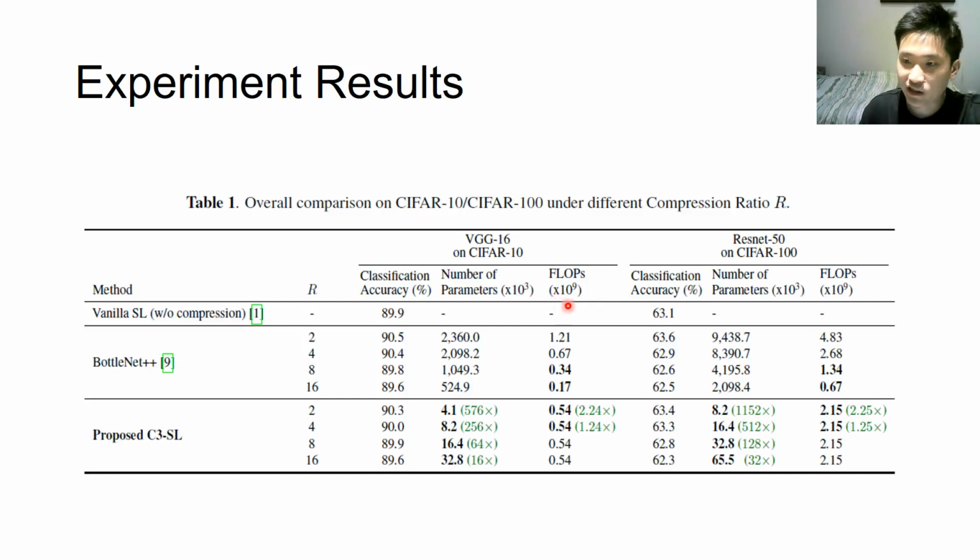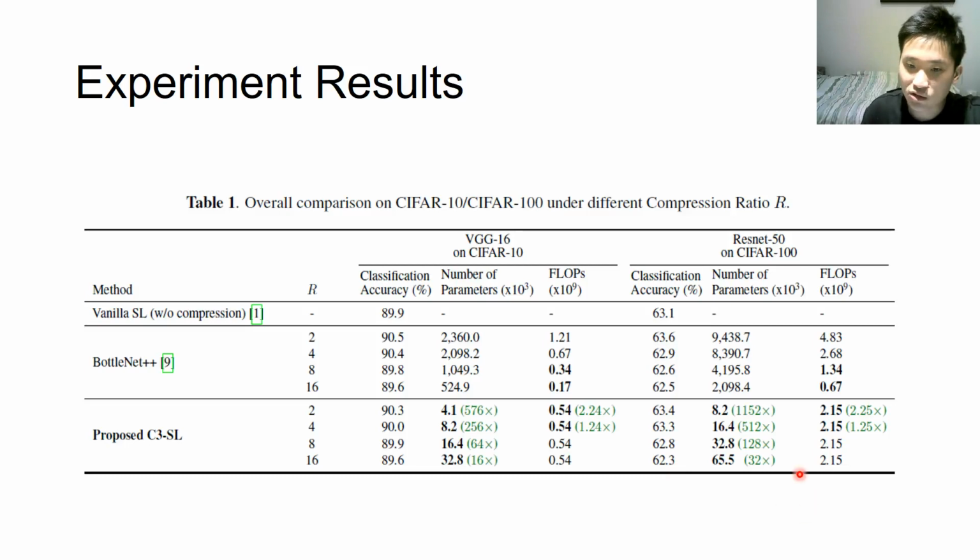To verify the effectiveness, we compare the proposed C3-SL to BottleNet++, a SOTA that utilizes dimension-wise compression techniques. We train VGG16 on CIFAR-10 and ResNet50 on CIFAR-100. As you can see, C3-SL achieves negligible accuracy drop compared to vanilla SL, whose features are not compressed at all. We also obtain competitive accuracy with BottleNet++.